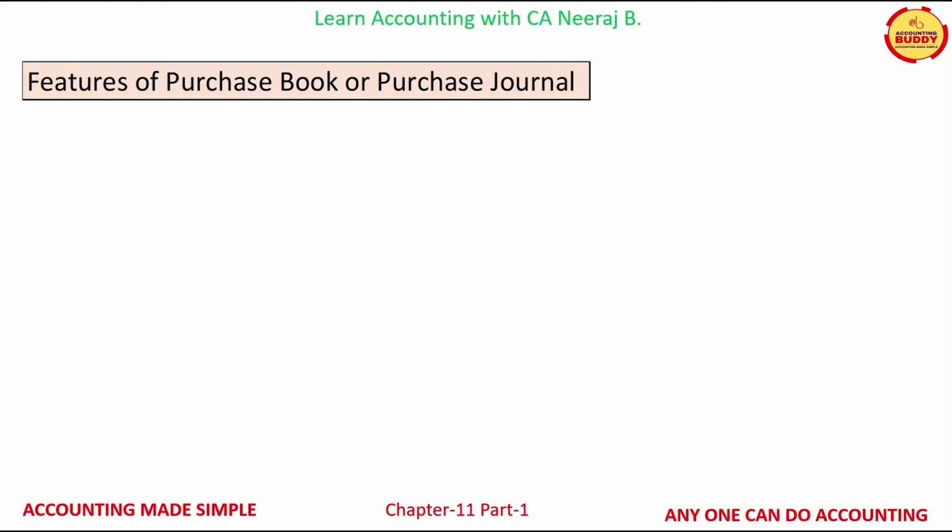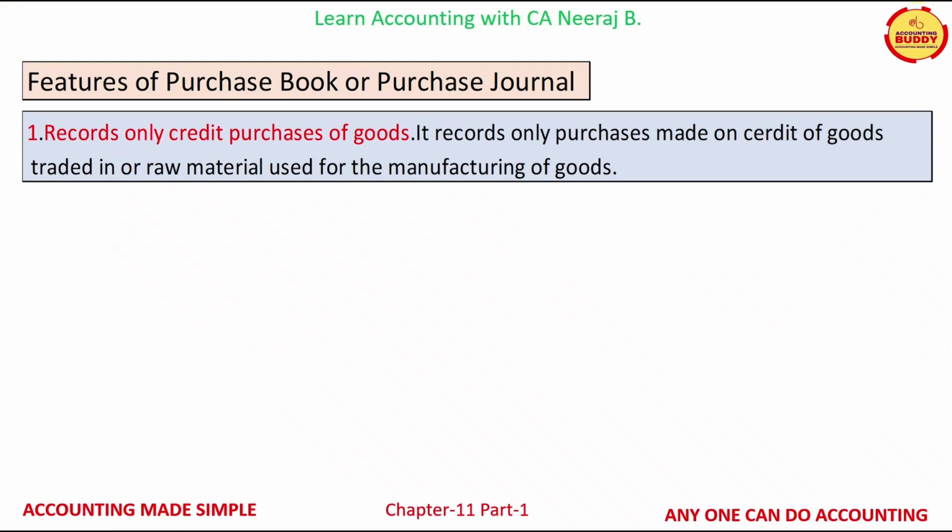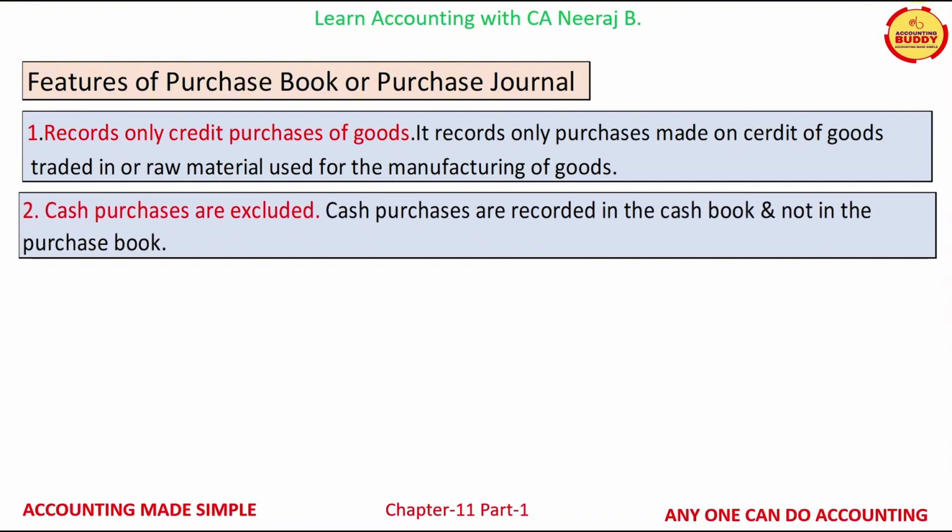Let us now learn key features of a purchase book. First feature is it records only credit purchases of goods. That means it records only purchases made on credit of goods traded or raw materials used for the manufacturing of the goods. Second feature is that it excludes recording of cash purchases. Cash purchases are recorded in the cash book and not in the purchase book.